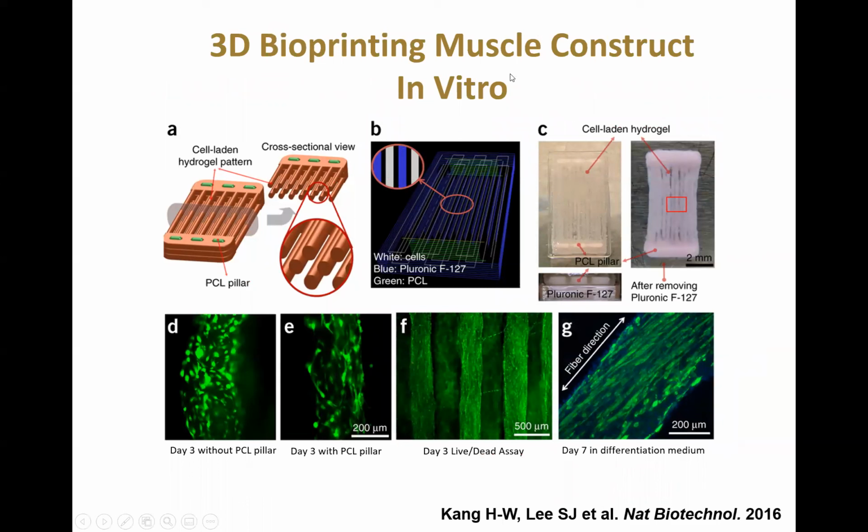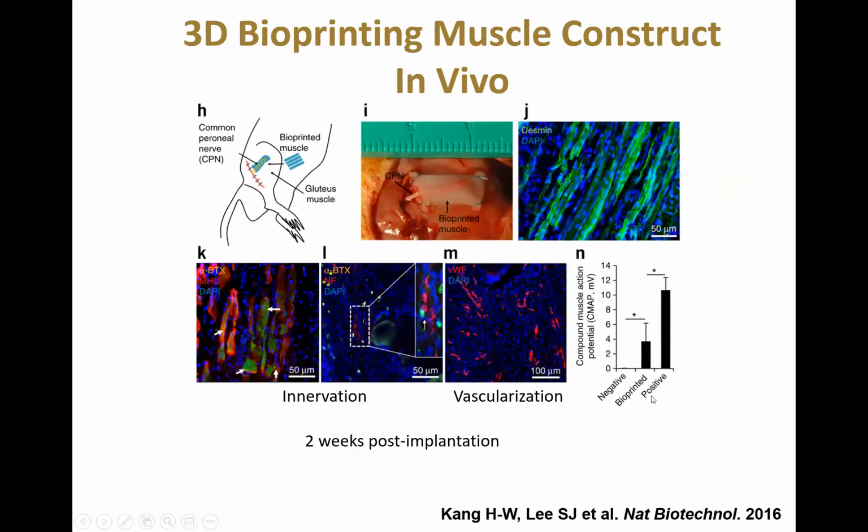We can also print muscle constructs. And again, we're using a PCL pillar to add structure on each end, and then fibers of hydrogel containing muscle cells, and they mature over time. These then can be implanted in vivo in a muscle defect, and you really get very nice innervation and vascularization within that bioprinted construct.